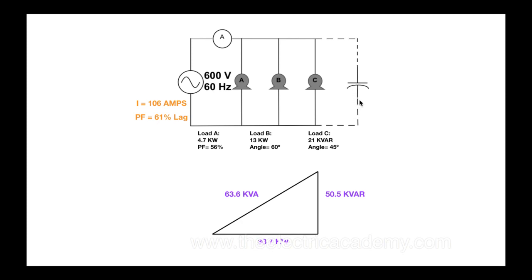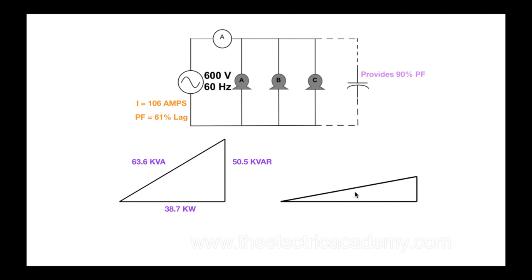So let's just say the power company comes along and says, hey guys, 61%, really? Fix it. We want you to be at 90%. So we need to get a power factor capacitor that is going to take this and bring it up to 90%. Now, we have to remember that capacitance and inductance are 180 degrees out of phase with each other. So what we need to do is figure out a size of capacitor that is going to push these kVARs down.